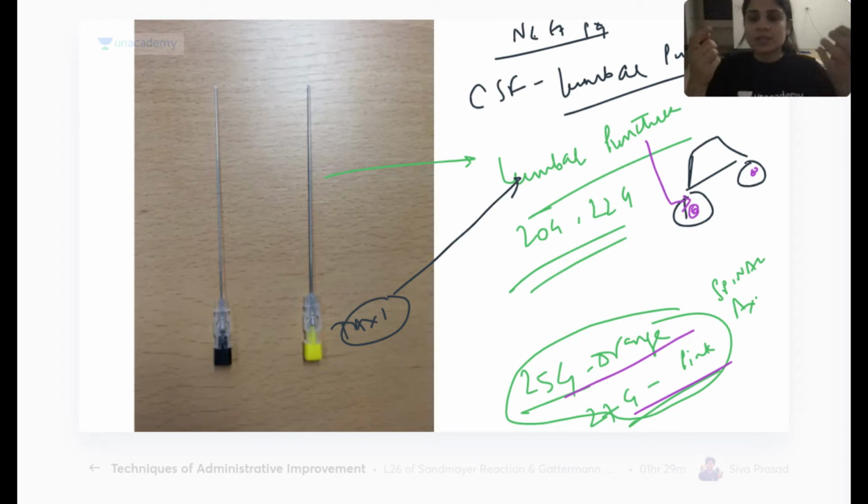In spinal anesthesia, you don't need to collect the CSF. In fact, you want a very small hole, and then as soon as the CSF comes, you give the drug, the bupivacaine drug, into the spinal space.